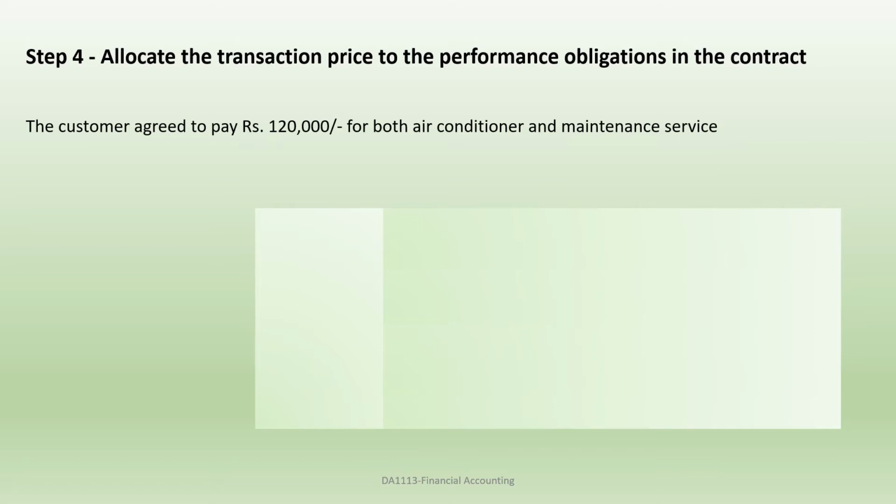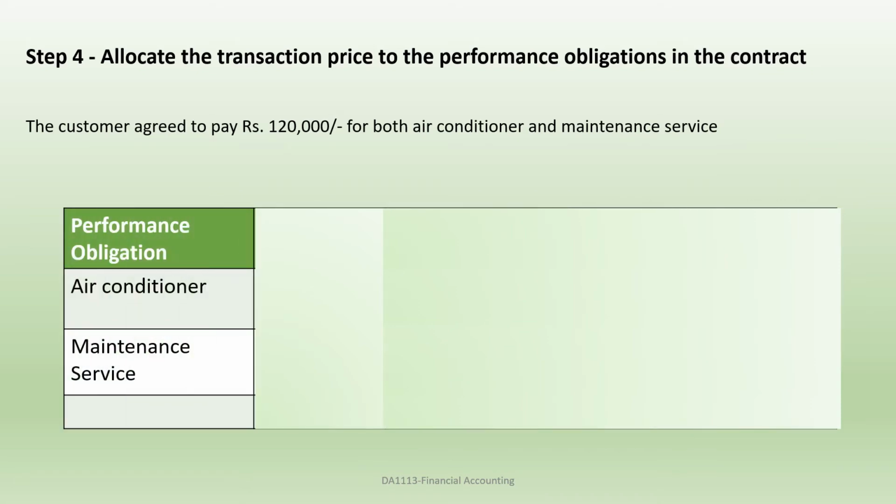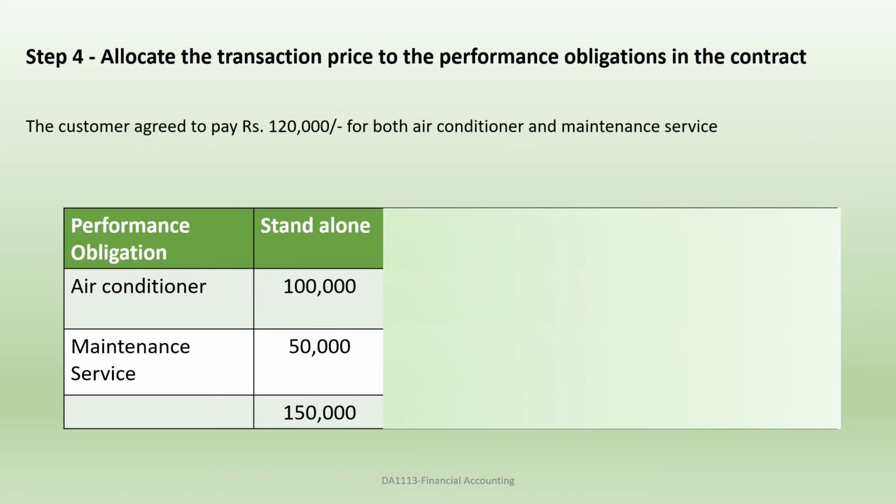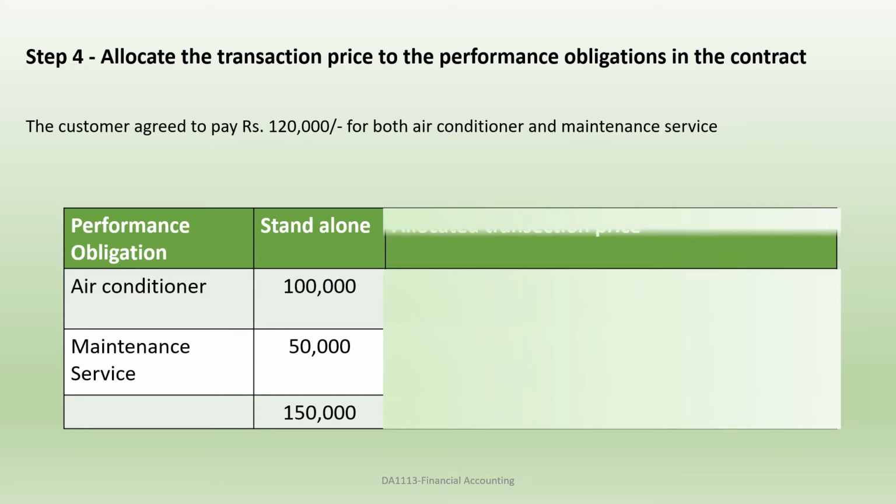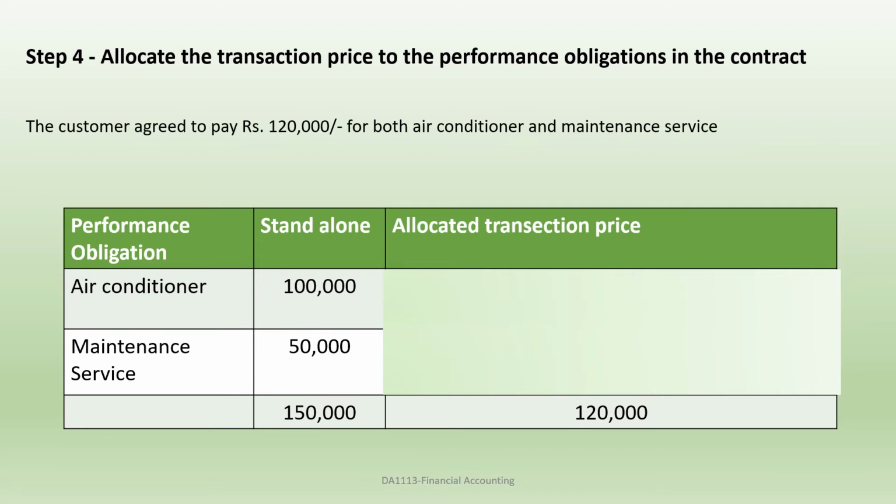So now what we have to do is allocate this transaction price based on the two performance obligations, which are the air conditioner and the maintenance service. The question provides the standalone selling price of the air conditioner as 100,000 rupees as well as the maintenance service as 50,000 rupees. Altogether, the standalone price is rupees 150,000. Now let's allocate this based on the transaction price of 120,000 rupees.